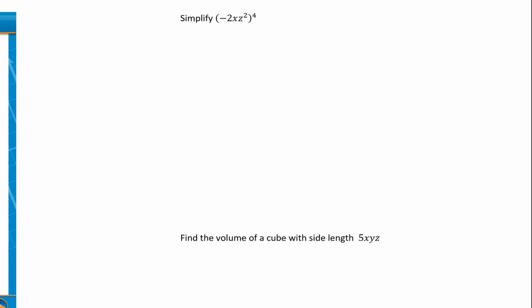Slide over here, and we will simplify negative 2xz squared, to the 4th. Now because we have these parentheses here, all of that is being taken to the 4th power, including that negative. So let me write this split up to see what's going on. We have negative 2 being taken to the 4th power, x being taken to the 4th power, and z squared being taken to the 4th power.